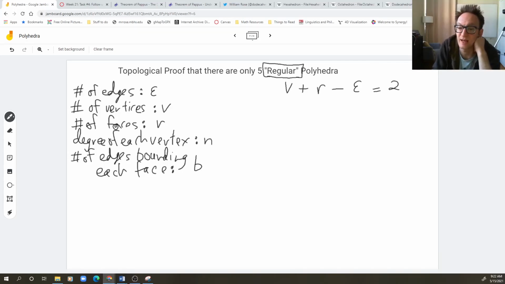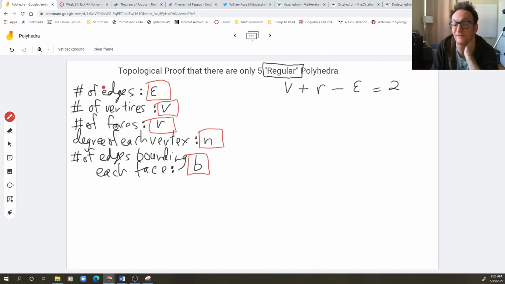Okay, so I have these five numbers: the number of edges, the number of vertices, the number of faces. The b represents just the kind of polygon it is. If you're going to do it with triangles, b is 3. If you're going to do it with squares, b is 4. And n is just the number of them meeting at each vertex.